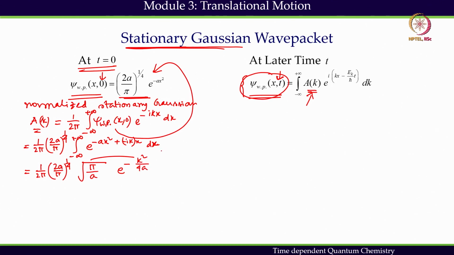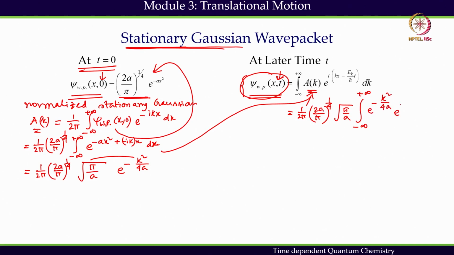So our task is to plug that in here, and in that case I will get 1 by 2 pi, 2a by pi to the power 1 by 4, pi by a, integral from minus infinity to plus infinity of e to the power minus k square by 4a, e to the power i k x minus E t by h cut, dk, where E is the kinetic energy given by h cut square k square by 2m.